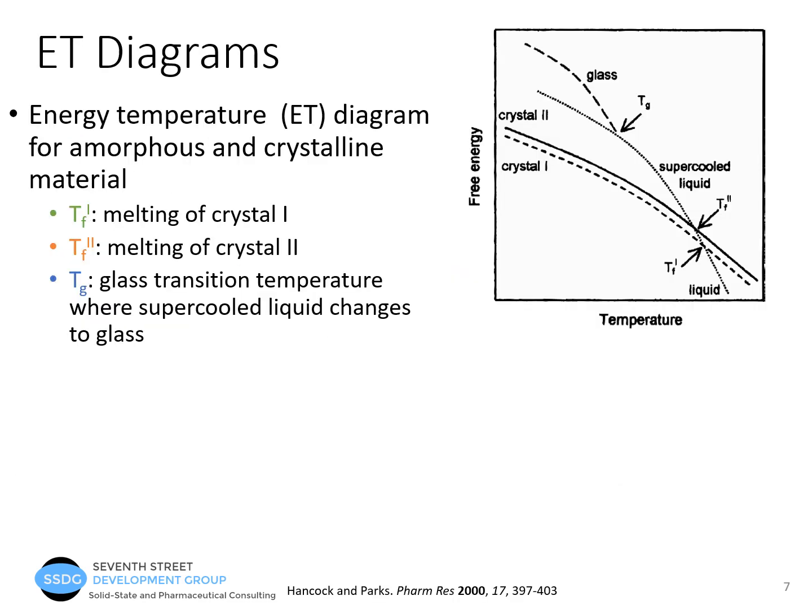Energy temperature diagrams are a common way to associate the amorphous state, whether it be glassy or supercooled liquid, with the crystalline state. At higher temperatures, we have the melt of a crystalline material, whether it be form 1 or 2. This melt at high temperature, upon cooling, will end up as a supercooled liquid. This supercooled liquid will then transform into the glass at our glass transition temperature.